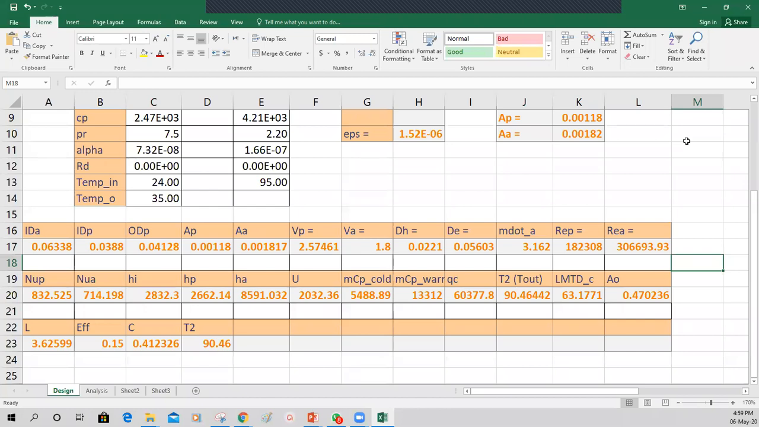And we need to know whether we are meeting our desired temperature or not. So we are meeting from 24 to 35, right? And from 95, it came to 90 degrees Celsius. Okay. So as for the heat exchanger design, we know this is complete. First step, this is complete.